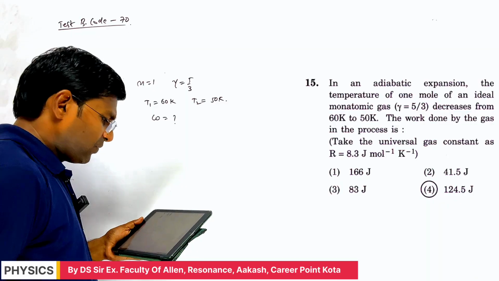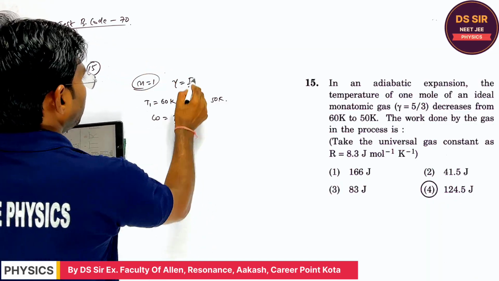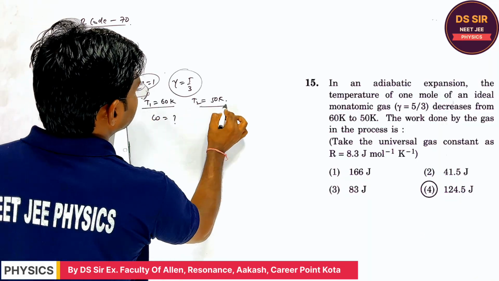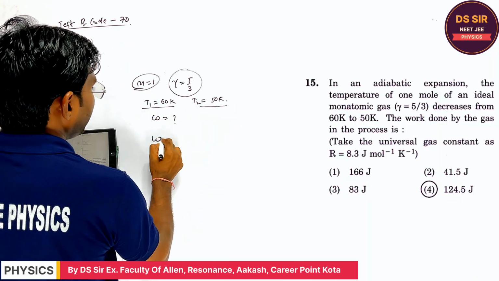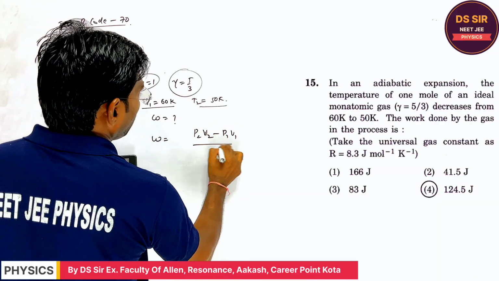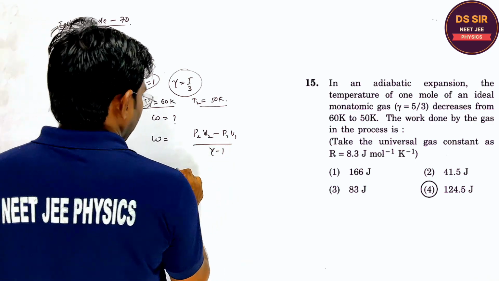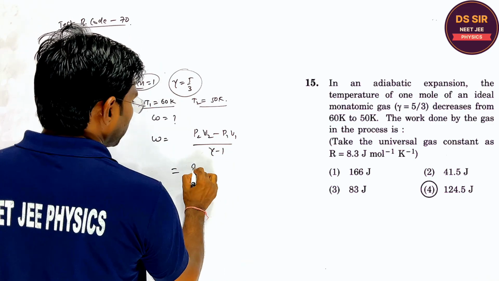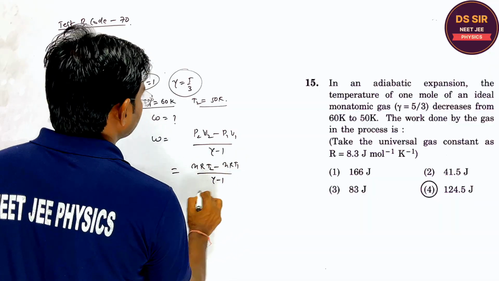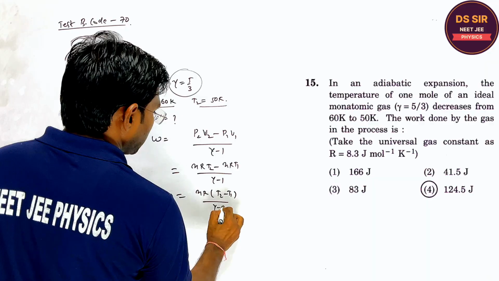So read this question number 15. In an adiabatic expansion, number of moles is 1. Gamma for the monoatomic gas is already given. The temperature decreases from 60 to 50. The work done in adiabatic expansion is nothing but (P2 V2 minus P1 V1) upon (1 minus gamma), or it may be written as (nRT2 minus nRT1) upon (1 minus gamma). So if you take nR common, (T2 minus T1) upon (1 minus gamma).